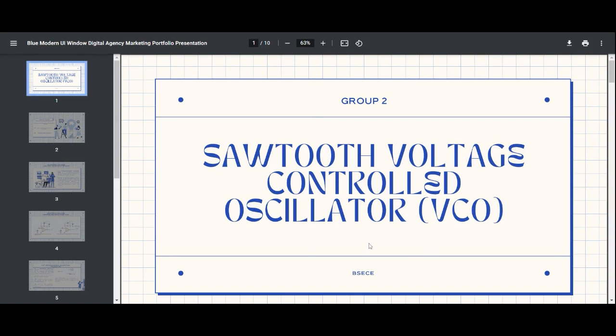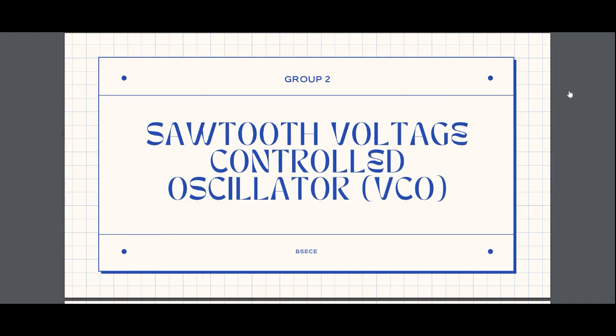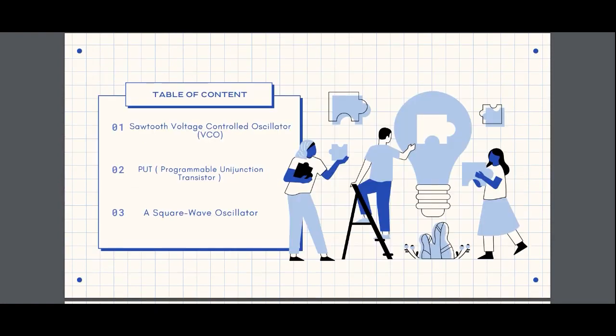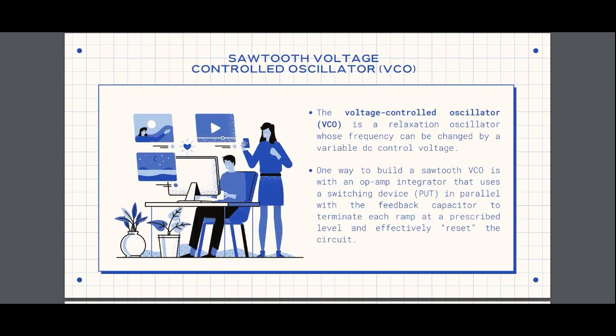So now we report about the voltage controlled oscillator. First we have our table of contents: sawtooth voltage controlled oscillator, VCO, PUT programmable unijunction transistor, and square wave oscillator. First, the voltage controlled oscillator is a relaxation oscillator whose frequency can be changed by a variable DC control voltage.